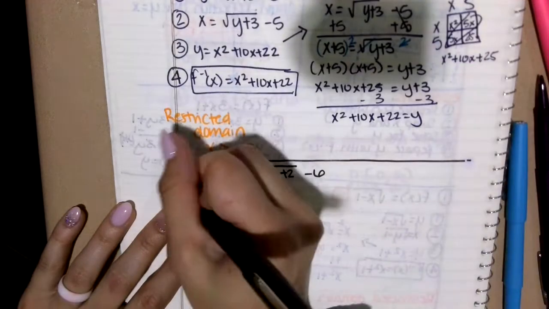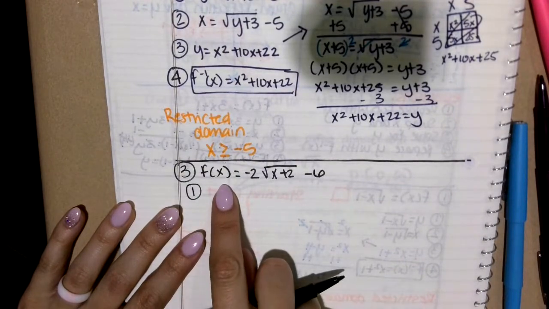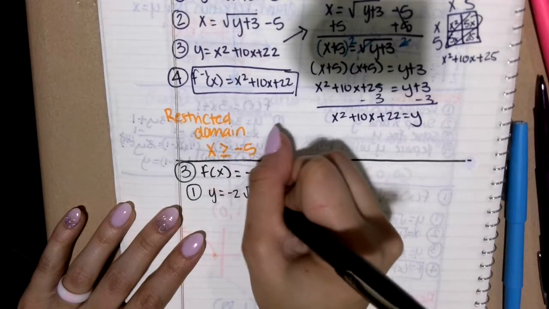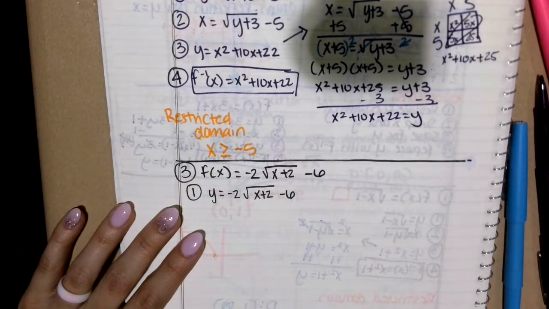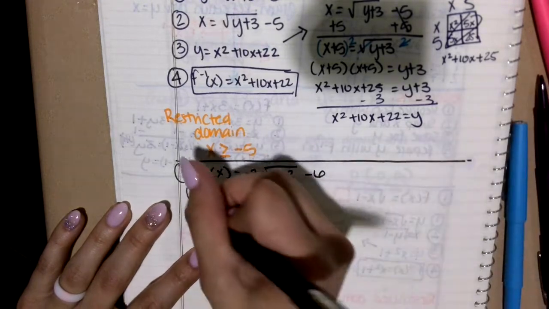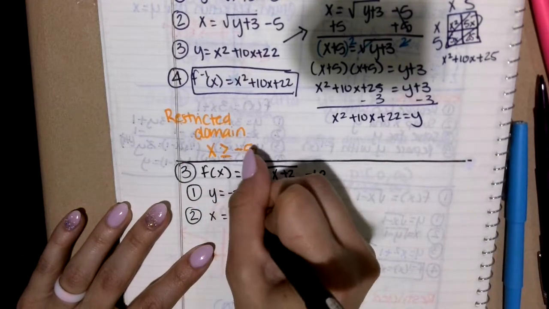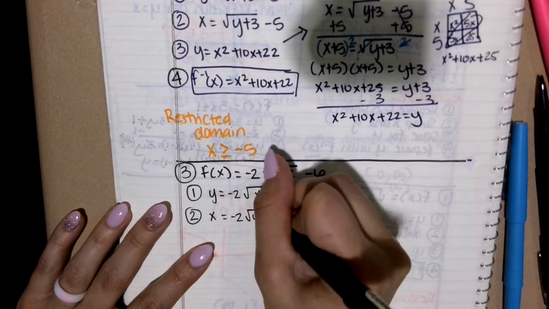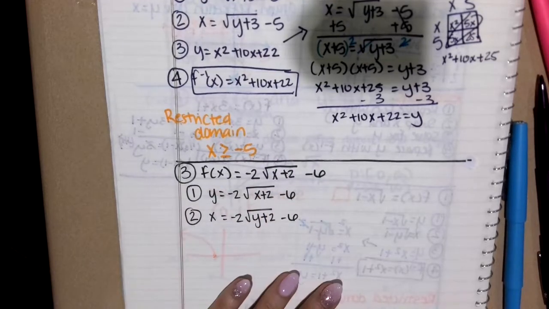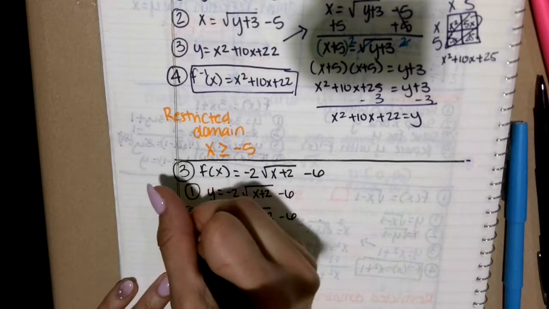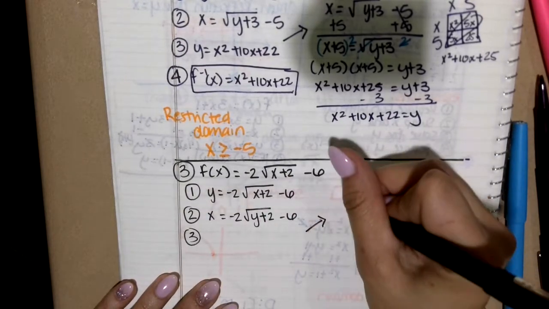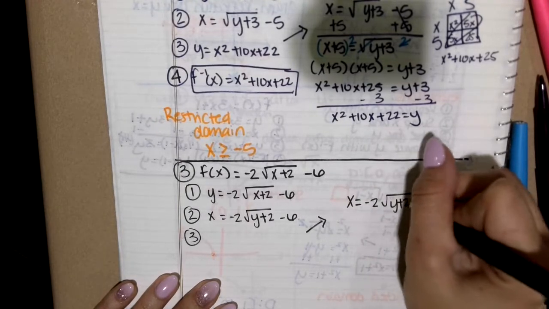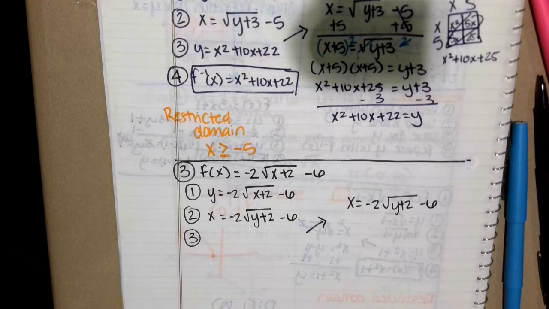All right, the first thing we have to do is replace f of x with y. So it becomes y is equal to negative 2 times the square root of x plus 2 minus 6. Then we replace y with x. They swap places. So x is equal to negative 2 square root of y plus 2 minus 6. Then for step 3, I'm going to come out here and work it out.